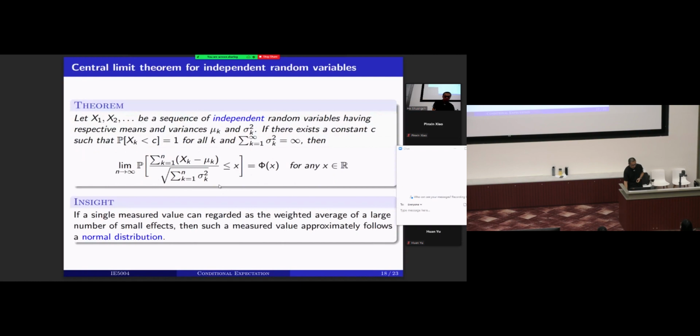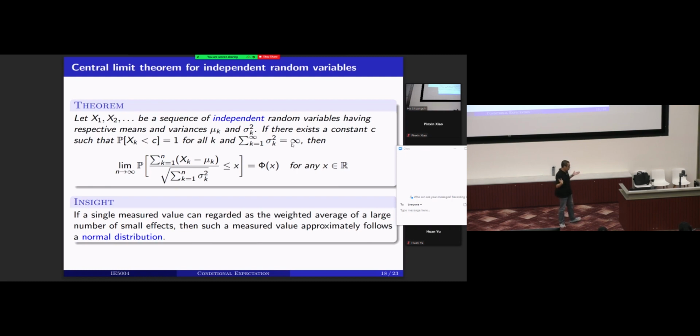For example, there's another version like this. In this version, we still have a sequence of random variables. We assume these random variables are independent, but they may not have the same distribution. So this is another version of the central limit theorem. We don't require the same distribution for everyone. Then we can still prove that under certain conditions, the standard normal will show up. And it is just another version.